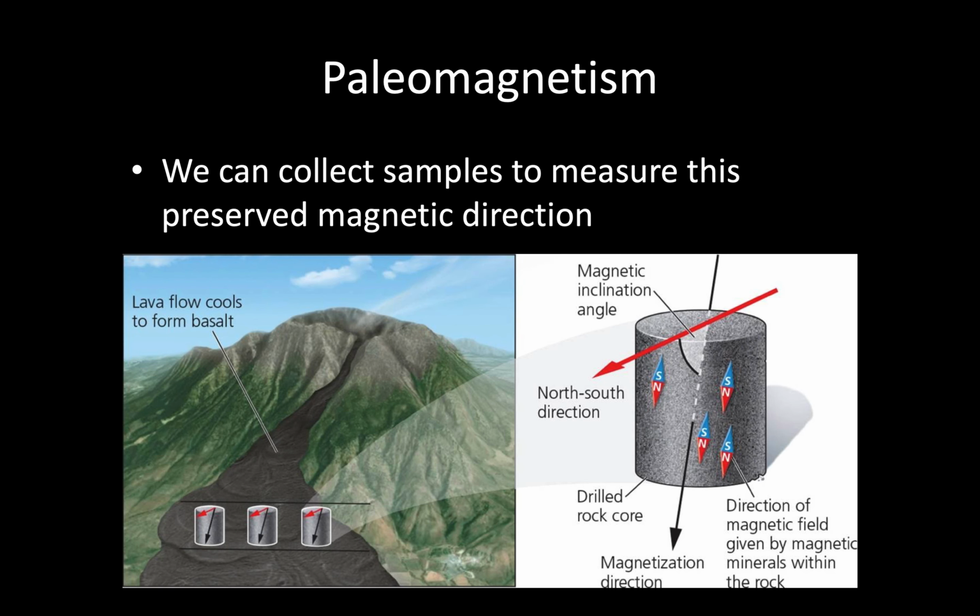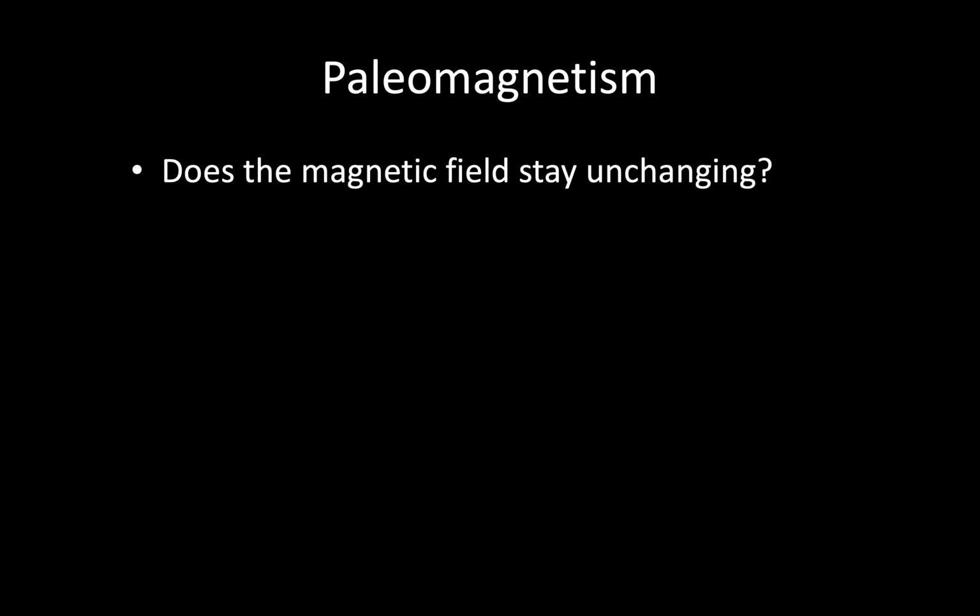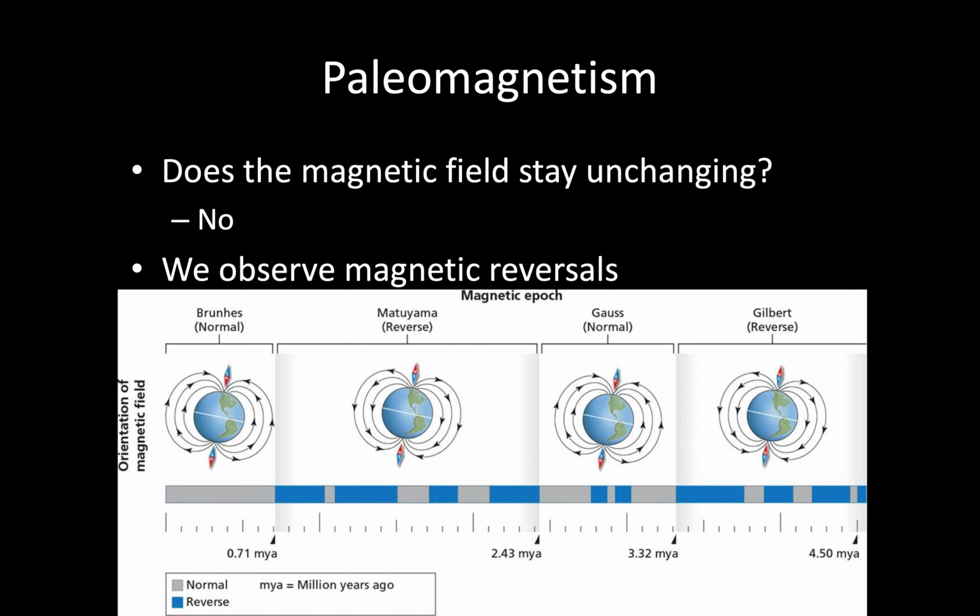So, how we do this is we take rock samples out of cooled lava, usually from volcanoes. This is basalt, so this is like a Hawaiian volcano. And we can figure out what direction the magnetic field was when it was formed. Does the magnetic field now stay unchanging? It absolutely doesn't. We experience magnetic reversals.